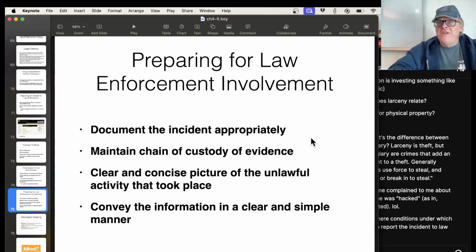But small to medium businesses typically don't have that kind of close relations, and the things that happen to them are not considered important enough for law enforcement to spend resources on them. So anyway, if you're going to get law enforcement involvement, then you better document things, maintain the evidence in a chain of custody, have a clear explanation of it, convey it to people.